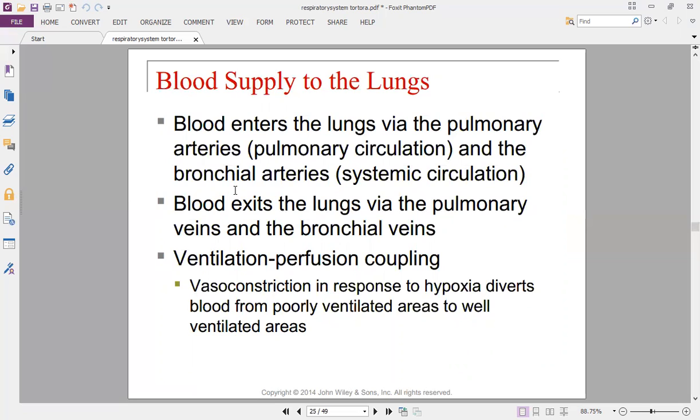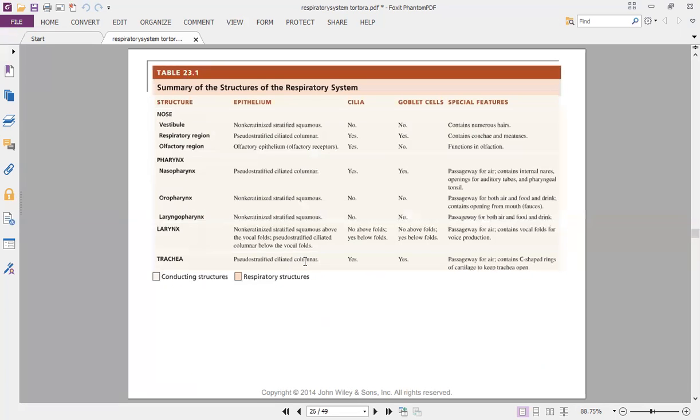The gas exchange goes down the gradient from high concentration to low concentration. The blood enters from the pulmonary circulation, which actually was a branching off of the systemic circulation, and the blood exits by the pulmonary veins. The ventilation perfusion coupling occurs, and blood gets oxygenated. This is a summary of how the cells and the descriptions differ.